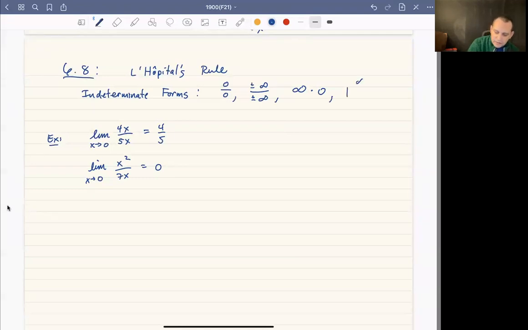1 to the infinity is another indeterminate form. If you were to have 1 to the infinity, that's not well defined. And there's a few others. Infinity minus infinity is an indeterminate form, and you can think of it as very similar to 0 times infinity. So that's along the same vein. And then there's a few others that we'll talk about as we go along.